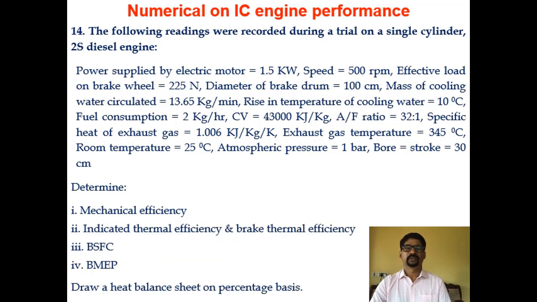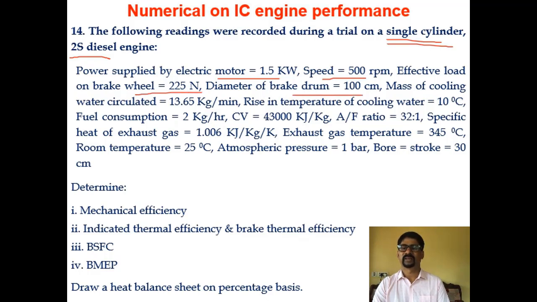Okay, let us discuss this question. The following readings were recorded during a trial on a single cylinder engine. So I'll just straight away discuss this. So single cylinder, K is equal to 1, 2-stroke. Be careful here, it is a 2-stroke engine. Power supplied by the electric motor, 1.5 kilowatt. Okay, let us see what is that. Speed N is 500 RPM. Effective load, that is W minus S, is 225 Newton.